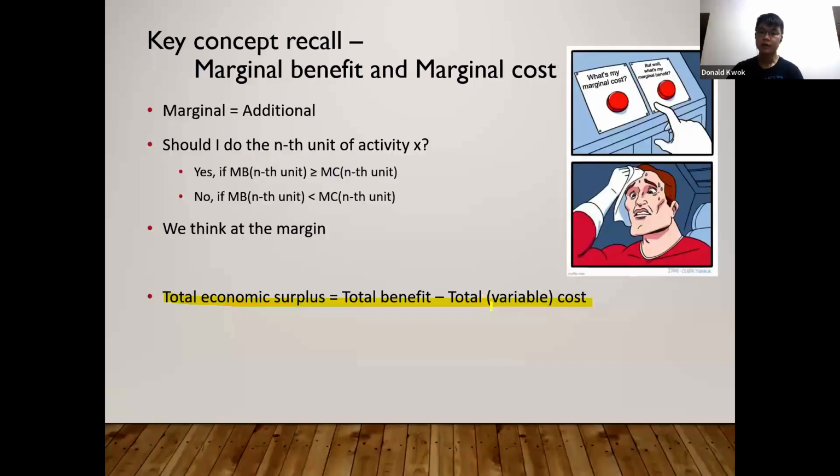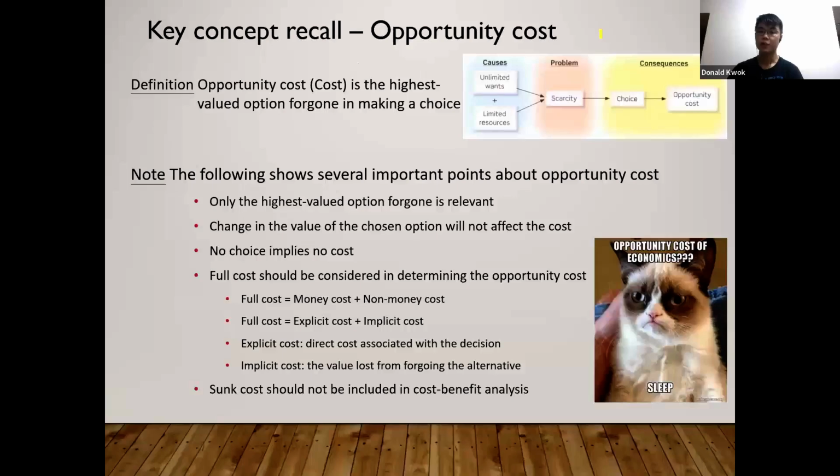All right, so the next concept to review is opportunity cost, or we also simply say it is cost. And it is defined as the highest valued option foregone in making a choice. So let me make up a simple example to illustrate the following notes that I've put down here. Let's say you're thinking what to do in this following hour. You have 3 options.